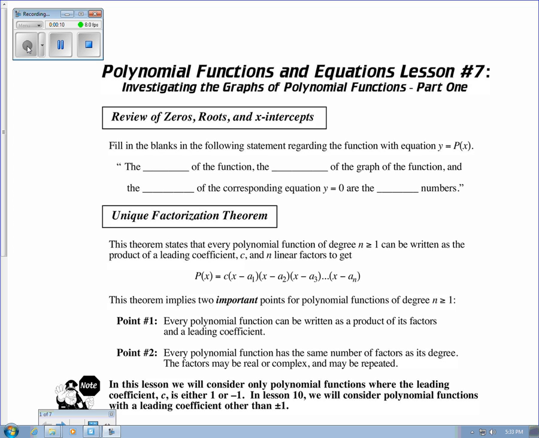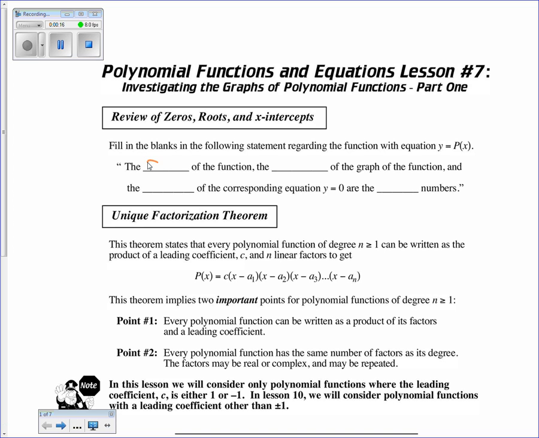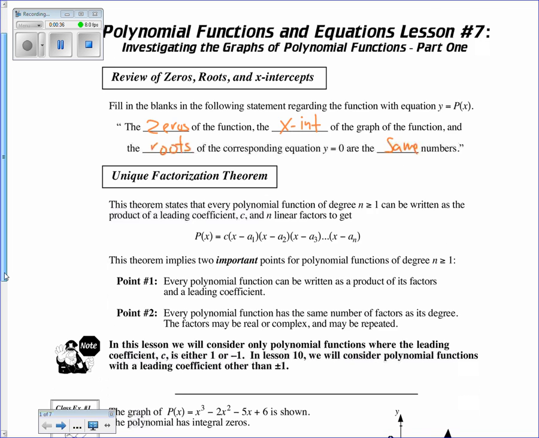We've been learning throughout this entire unit that 3 words are equivalent, and that is that the zeros of the function are equal to the x-intercepts of the graph, which equals the roots of the corresponding equation. They are all the same number. Today we're looking at graphing results, so we're going to let our calculator do our work for us.